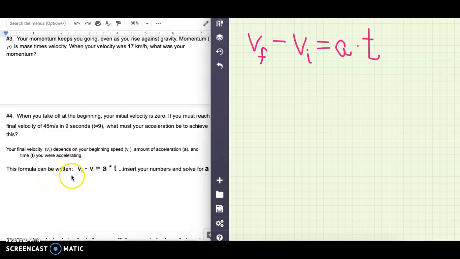Basically, that's just a fancy way of saying this formula. So it's v sub f minus v sub i equals a times t. And we're going to insert our numbers and solve for a. So we're going to walk through that one step at a time. So think about v sub f. That is our final velocity. What is our final velocity?